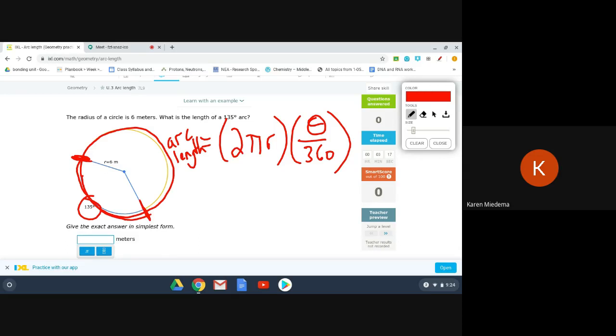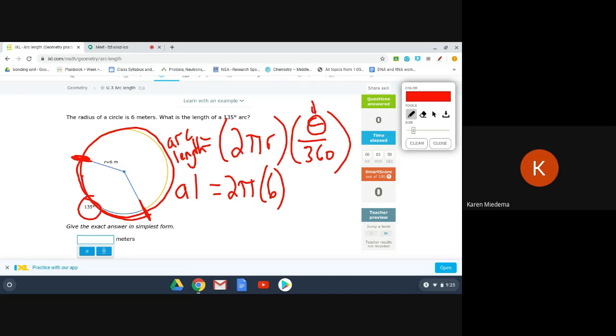Okay, so arc length equals 2 pi r. That would have been the entire circle, but because we're just finding a piece of it, we're multiplying by whatever the angle is out of 360, because 360 would have been the entire thing. So for this problem, when we sub in for arc length, which I'm just going to abbreviate as AL, equals 2 pi. R is the radius, which is 6.